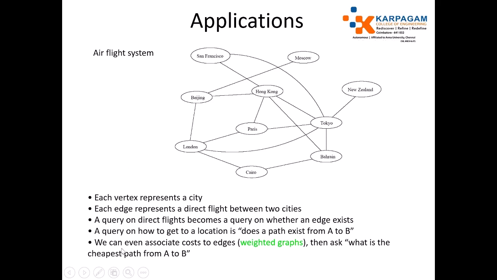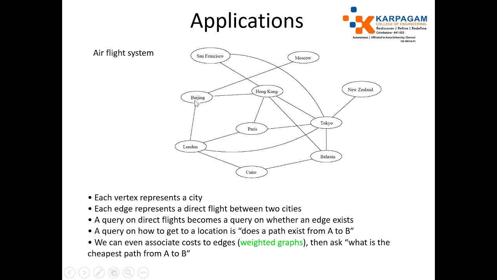We can even associate cost to edges. It is also called a weighted graph. When you assign cost to edges, that graph will be called a weighted graph. You can ask, what is the cheapest path from A to B? For reaching London to Hong Kong, what is the shortest path? There are two paths here, I think. Many paths, I can name two paths.